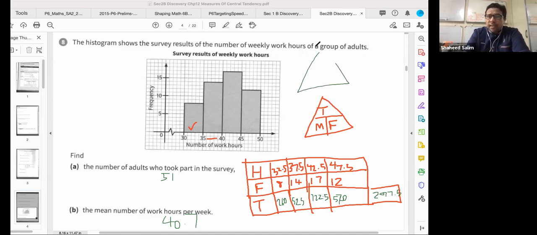This is the same as what I taught last time in primary school: total, average, and number. Of course we don't use the word frequency at primary school, but it's the same thing. The number is the frequency, mean is the average, total is the same. Okay, so we move on.